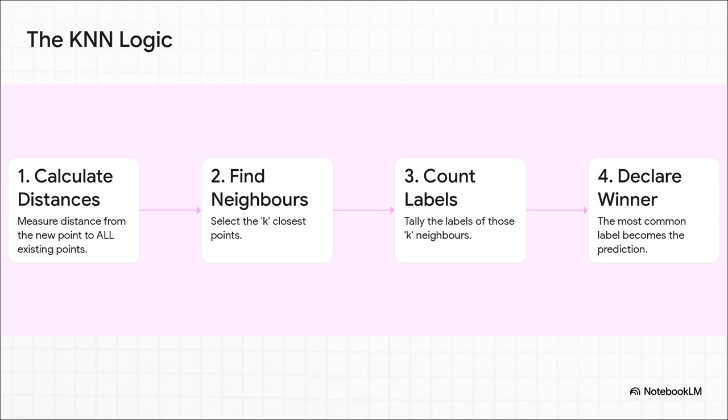K is just a number we pick, like the 3 or 5 closest neighbors. Third, it looks at the labels of those neighbors and basically holds a vote. And finally, the label with the most votes wins. That becomes the prediction for our new point.